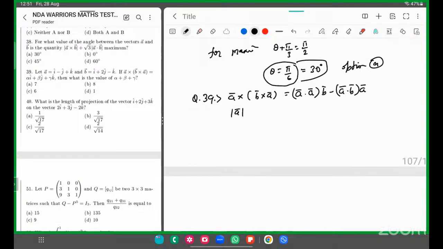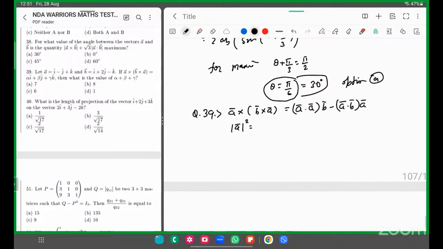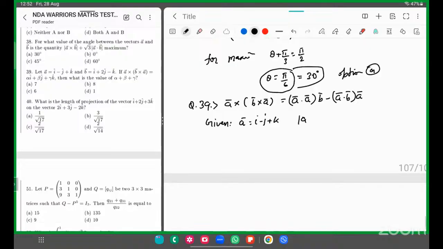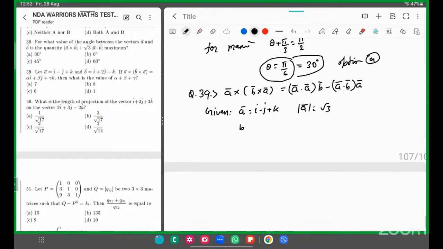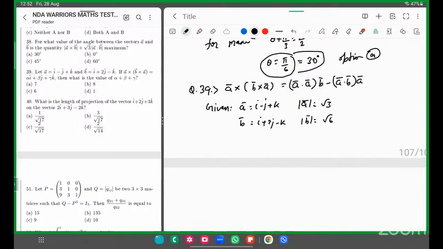Magnitude of A vector squared is equal to... the value is given, right? What is the value of A given? Given A vector equal to I minus J plus K. So magnitude of A vector equal to root 3. B vector equal to I plus 2J minus K. Magnitude of B vector is root 6.